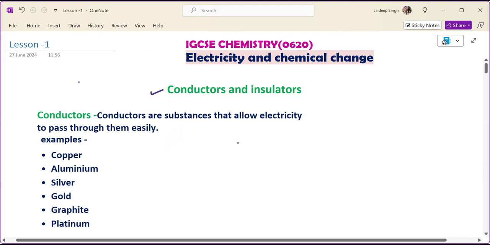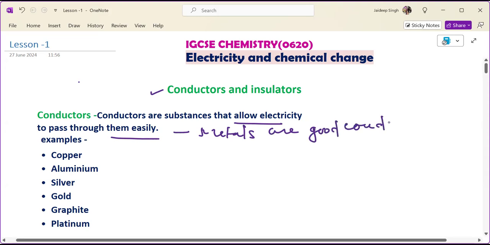Conductors are substances that allow electricity to pass through them easily. Usually all metals are good conductors. Other examples: platinum, graphite, gold, silver, aluminium, copper. See, these are metals: copper, aluminium, silver, gold, platinum. Graphite is a non-metal.